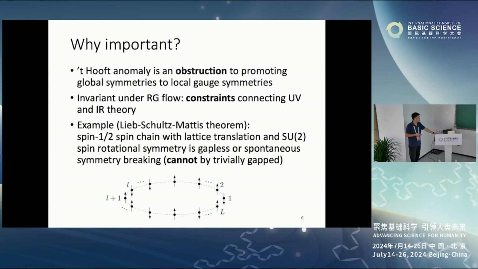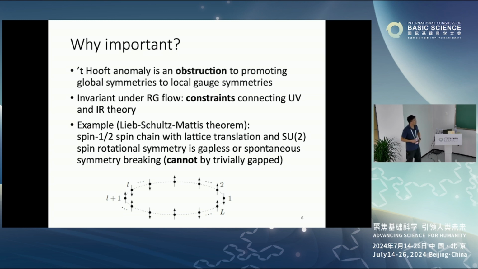So, for example, we have a spin chain, a spin-1/2 spin chain. And for this spin chain, we impose two different kinds of symmetry. One is a lattice translational symmetry. We can translate it by a lattice constant, and the Hamiltonian is invariant. Another symmetry is this SU(2) spin rotational symmetry. We have two different symmetries.